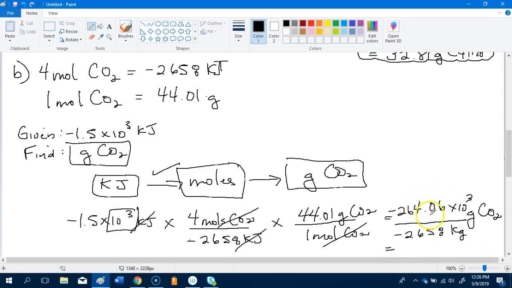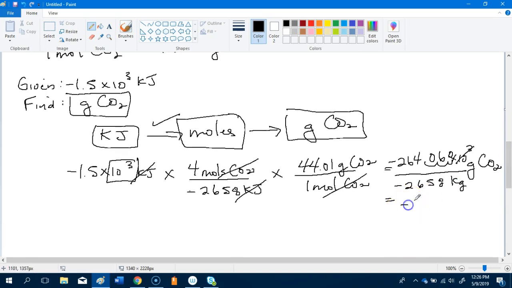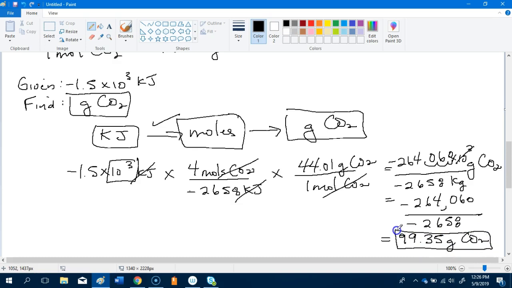And then I'm going to change this over into a regular number, so I give myself a little bit more room. I get negative 264,060 divided by negative 2,658, and I'm left with 99.35 grams of CO2 that is produced when 1.5 times 10 to the 3 kilojoules of energy is emitted in the form of heat.